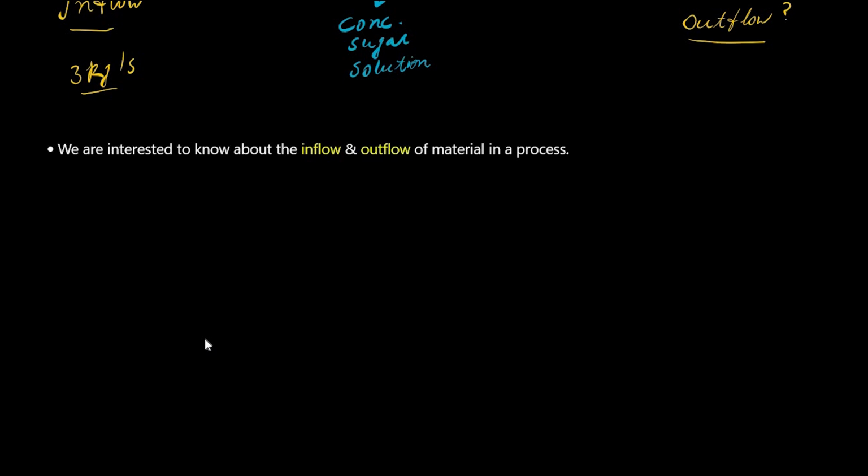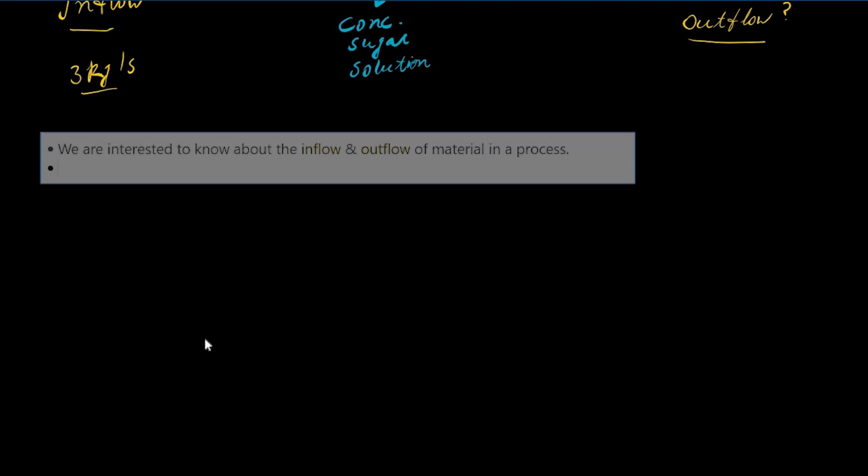Now I have just highlighted inflow and outflow because inflow and outflow are important in a material balance. In many cases you will be required to understand what is the amount of inflow and what is the amount of outflow. Now let's mention the next point. In many cases we are also interested to know about the calculations.